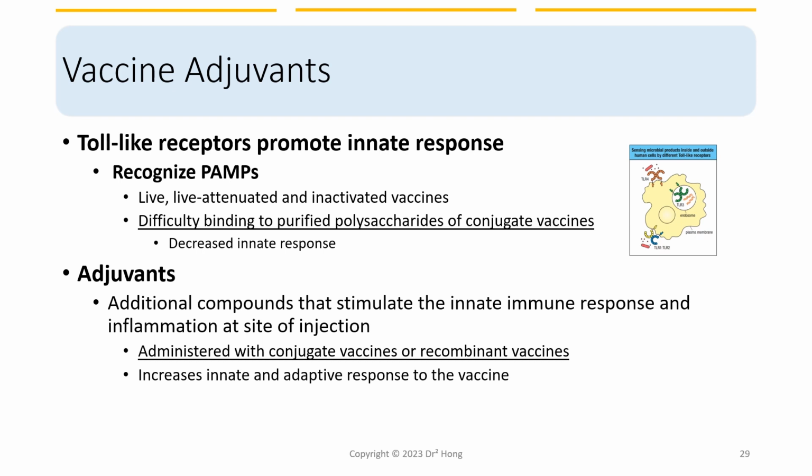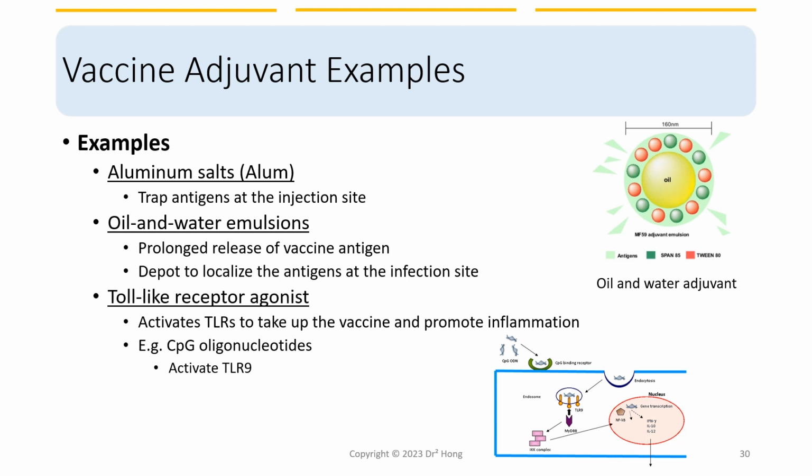Vaccine adjuvants are substances that are added to vaccines to enhance their effectiveness by boosting the body's immune response to the vaccine. Adjuvants work by stimulating the innate immune system, which in turn enhances the adaptive immune response to the vaccine antigen. There are several examples of vaccine adjuvants.